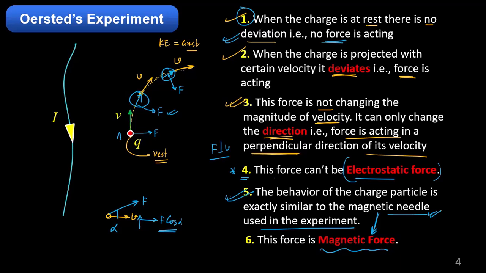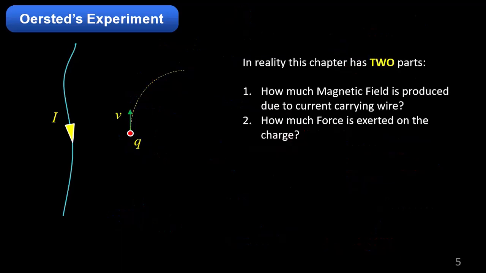So now, based on this observation, the entire chapter is divided into two parts. The first is how much magnetic field is being produced due to the current carrying wire. I observed that when the particle is being projected, there is a deviation of the particle. So the particle will bend like this. Bending takes place means that some kind of force is coming into the picture. Now why does the force come? Because before the force, the field is existing.